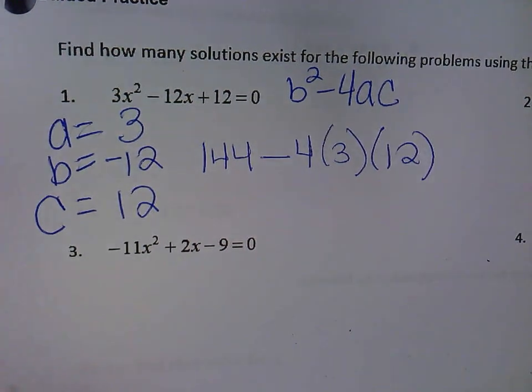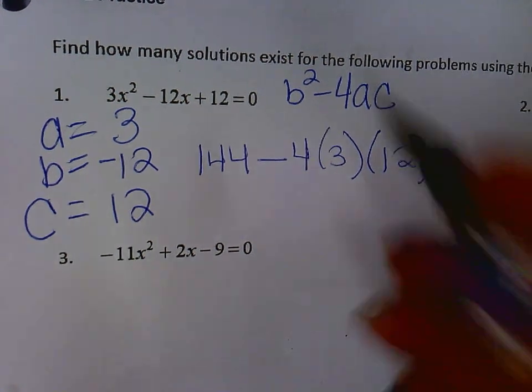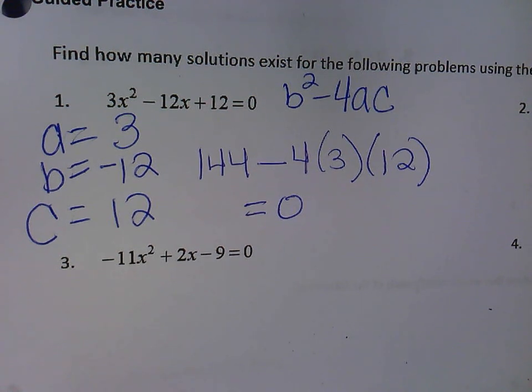Can anyone see what's going to happen when I take 144 and subtract off this number? Isn't this 12 times 12? So 144 minus 144, or type it into your calculator. You get a goose egg, right? You get 0. So how many solutions are there going to be?